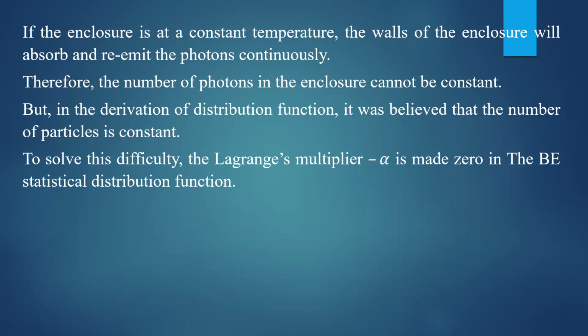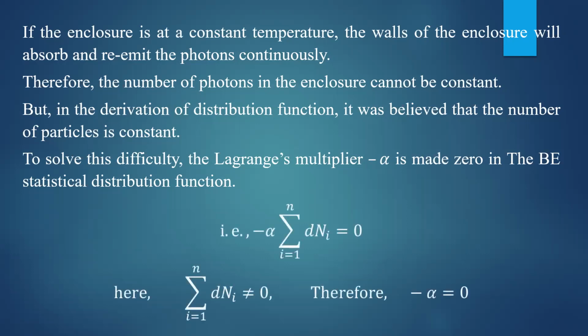So that will not make the identity minus alpha into summation of dn_i equal to 0 invalid. The validity of this equation will not be violated if alpha equals 0. In the derivation of Bose-Einstein statistics, we have taken summation of dn_i equal to 0. But basically, this alpha is 0 in the case of photons, where the summation of dn_i is not equal to 0. Therefore, this alpha should be equal to 0 for photons.